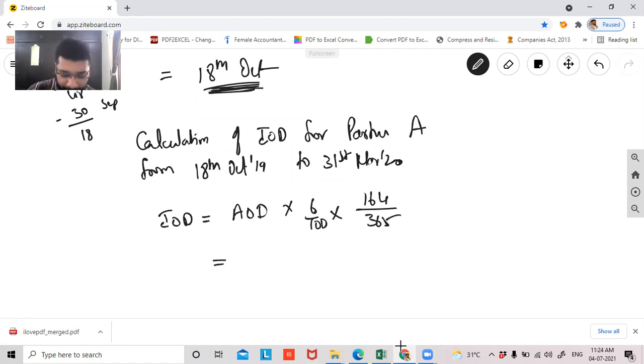What is the amount of drawing? 2,700 into 6 by 100 will give me the interest for the entire year. But we have not used this money for the entire year. We have used this money only for 164 days divided by 365. What is the interest you're getting? 2,700 into 6% into 164 divided by 365, that is 72.79.